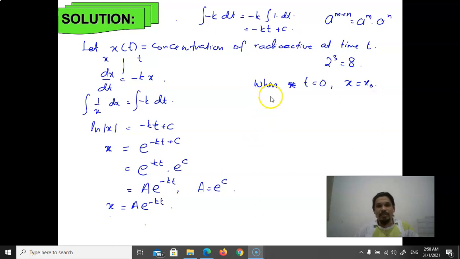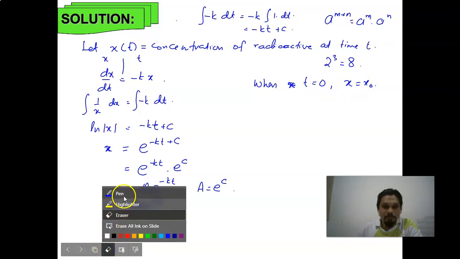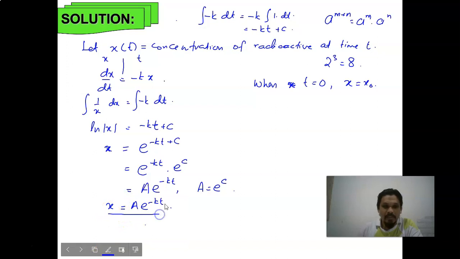Okay, so look at this one here now. When t equals 0, x equals x naught, and this is the equation that we found just now: x equals a e to the power of negative kt. If I write down a simple note here, from this step, e to the power of natural log of x is equal to x. Now, back to this one here.